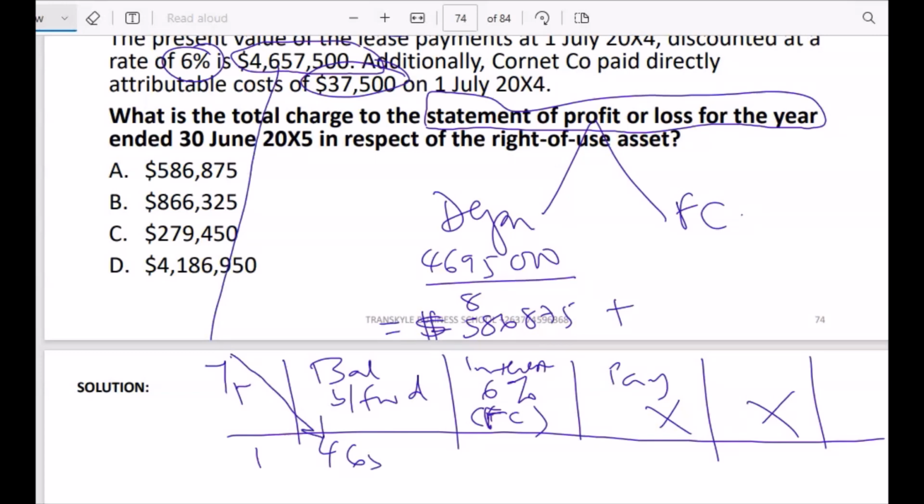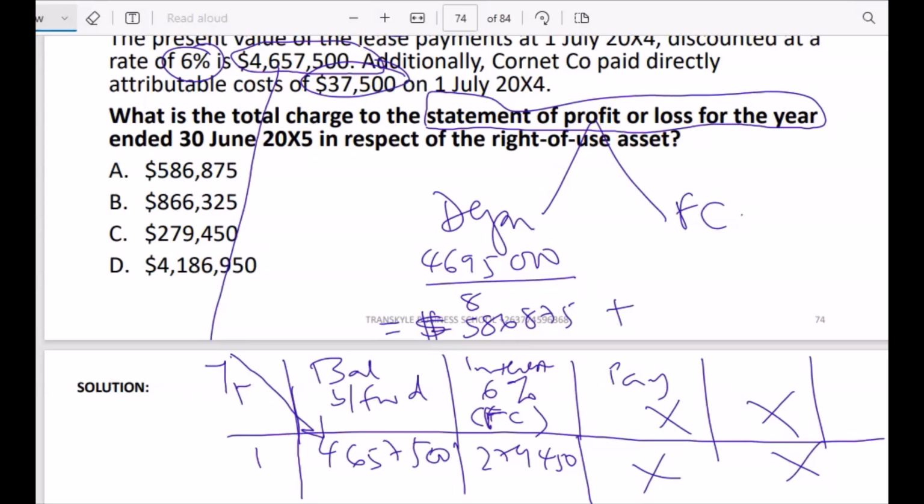That's 4,657,500, and then you charge your 6% on that figure. So 6% of 4,657,500 should be 279,450. Like I said, the rest is irrelevant because the question wants us to determine statement of profit or loss figures. Those are the figures which are required.